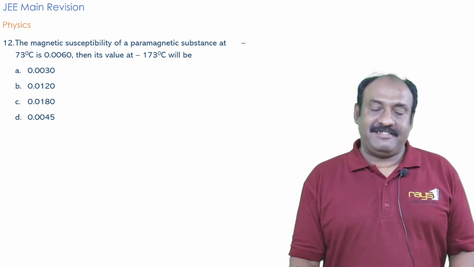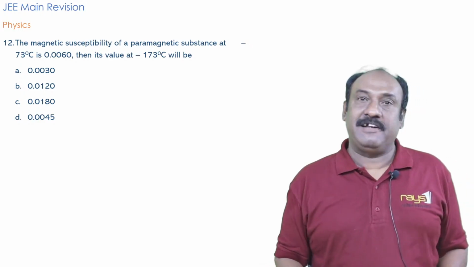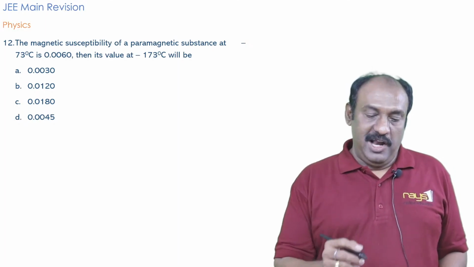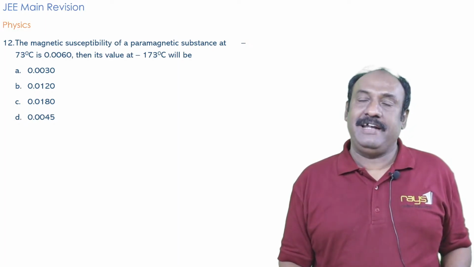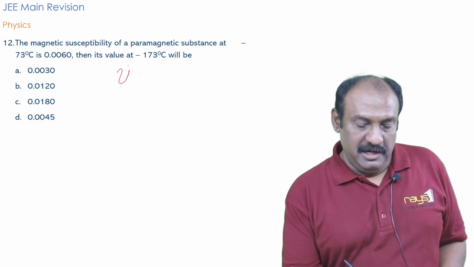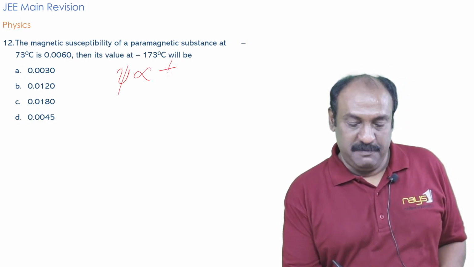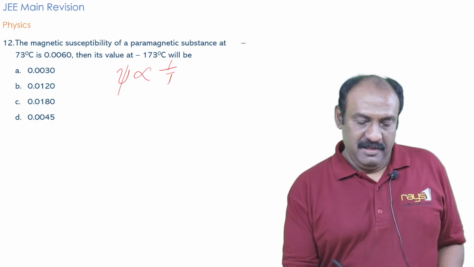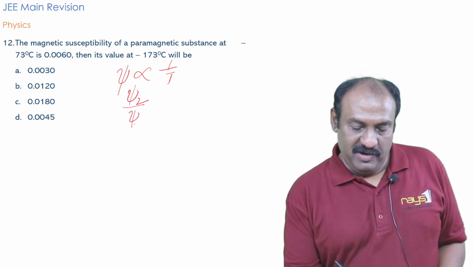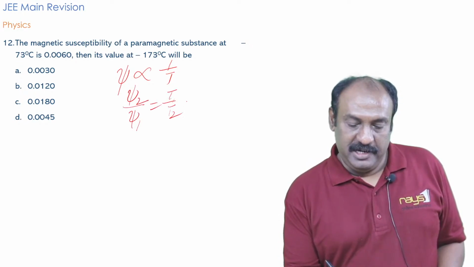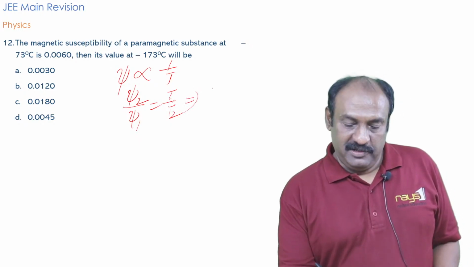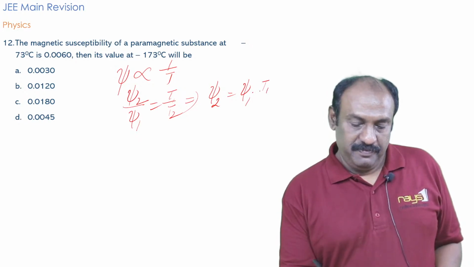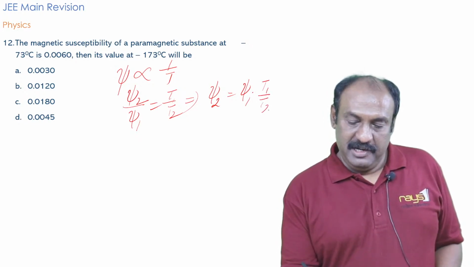The magnetic susceptibility of a paramagnetic substance at 73 degrees centigrade is 0.0060. Then what is its value at minus 173 degrees centigrade? We know that the susceptibility of a magnetic material is inversely proportional to its absolute temperature. So therefore psi 2 by psi 1 is equal to T1 by T2. We want psi 2, so psi 2 is equal to psi 1 into T1 by T2.